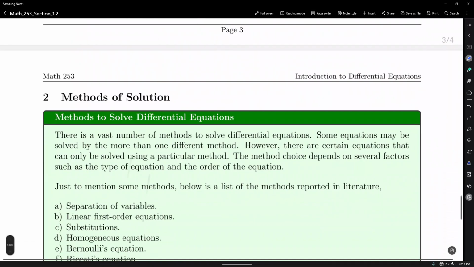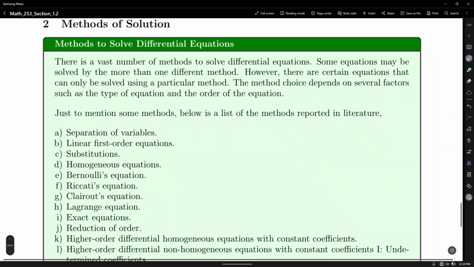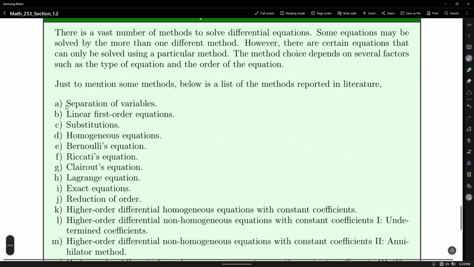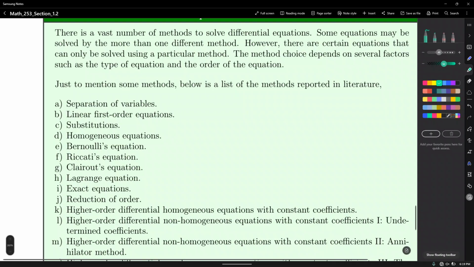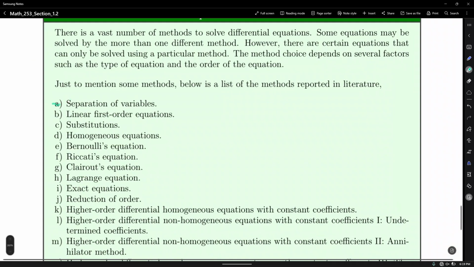Okay, so the next page I would briefly like to discuss. At least this is the list of methods that I have found in many textbooks out there and also on YouTube channels. So, the methods we're going to do for this class are going to be the following. Separation of variables, linear first order. We're going to do some substitutions, which include homogeneous equations and Bernoulli's equations.